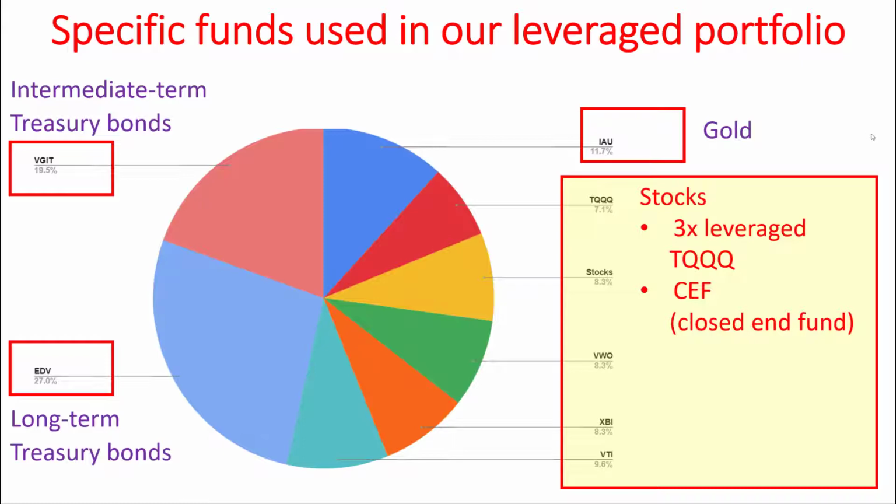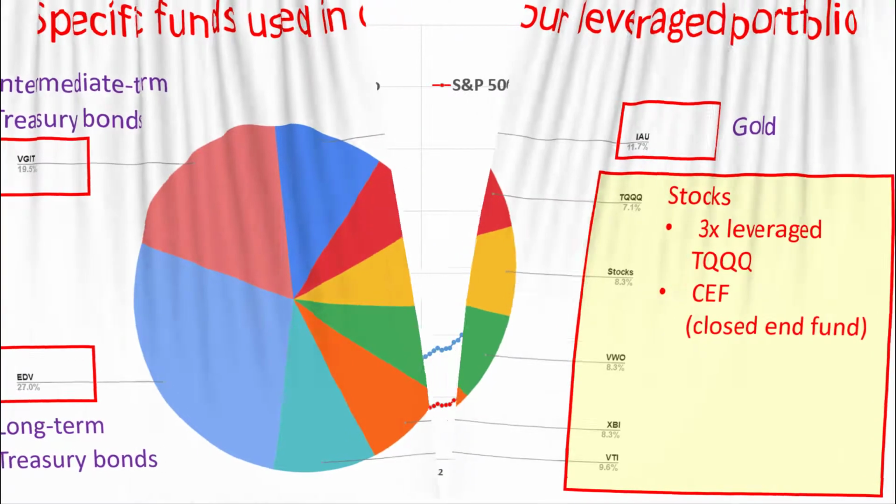Sometimes, we also use CEF funds, closed-end funds, to add leverage. By adjusting the relative weights of the TQQQ fund and CEF funds, we can tailor the level of leverage to the target level as mentioned earlier.